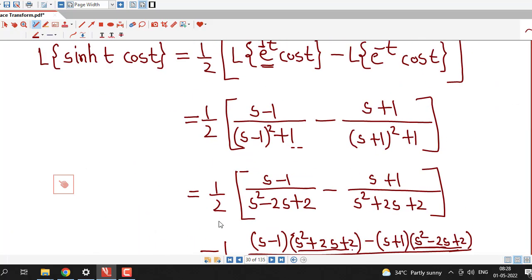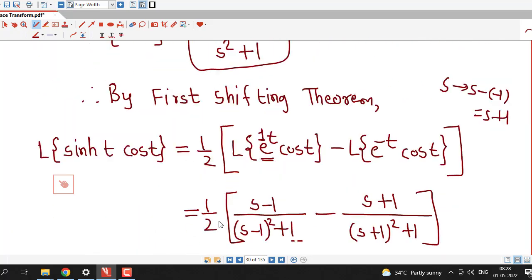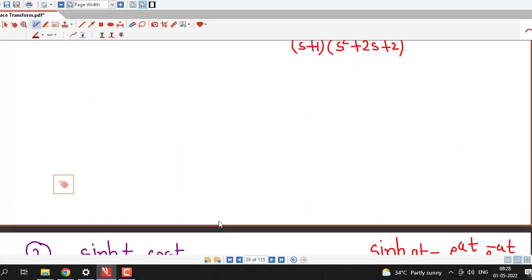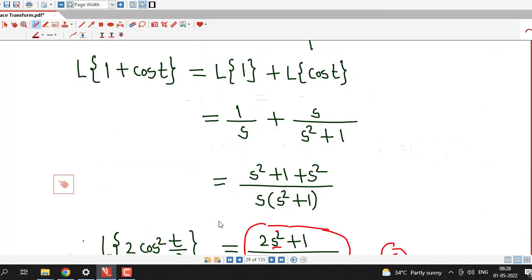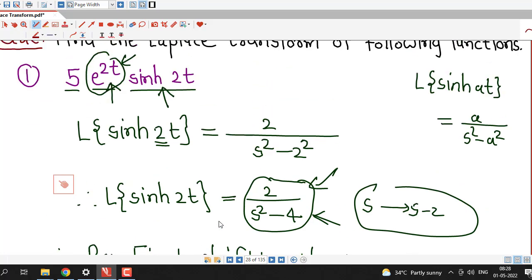So in this way, this first shifting theorem is helpful if our function is multiplied with exponential function. So this is all about this session.